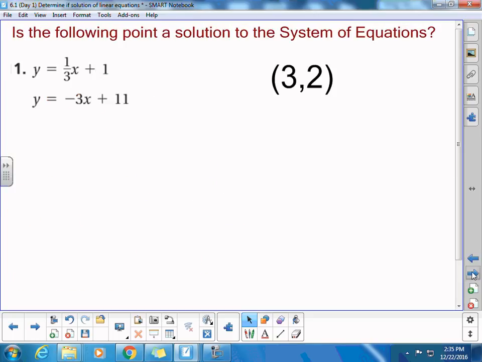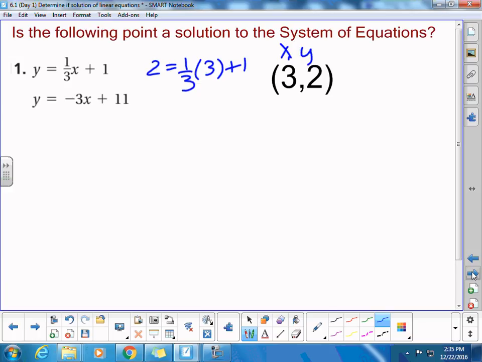So let's look at this. If we just want to know if a point is a solution, we can just plug it in. So remember, this is x1, y1, or xy. So if I plug it into this equation, I get 2 equals 1/3 of 3 plus 1. So I would have 2 equals 1 plus 1. So that is true because 2 does equal 2.